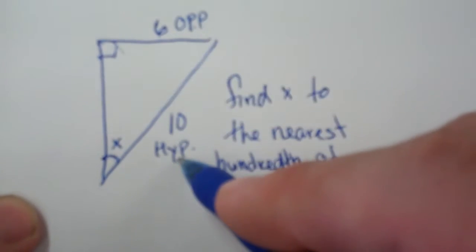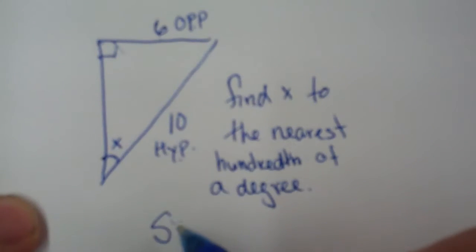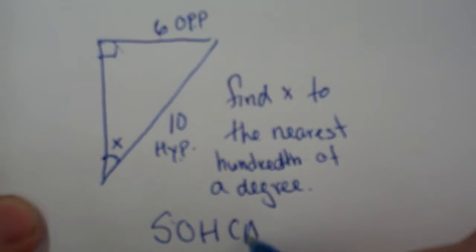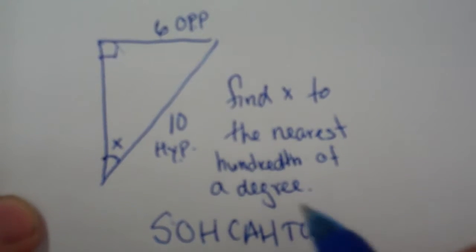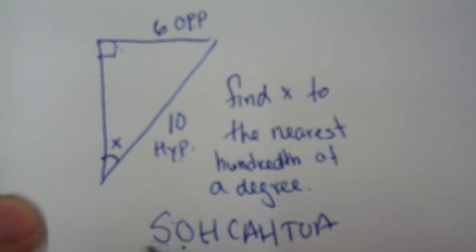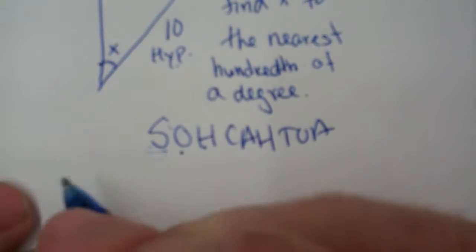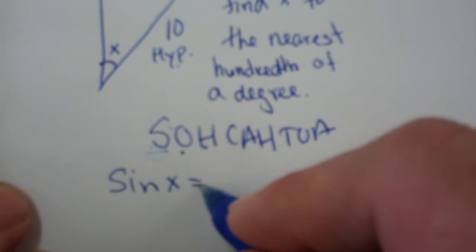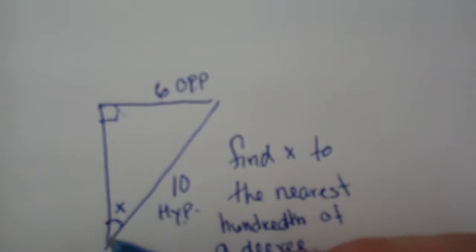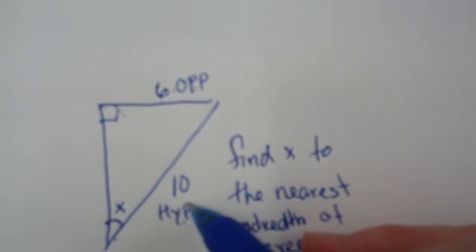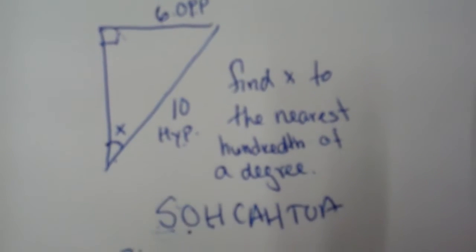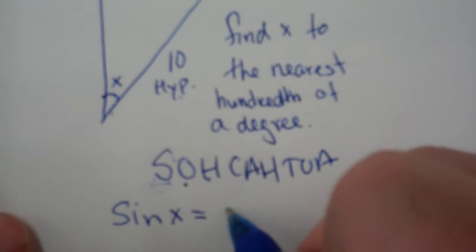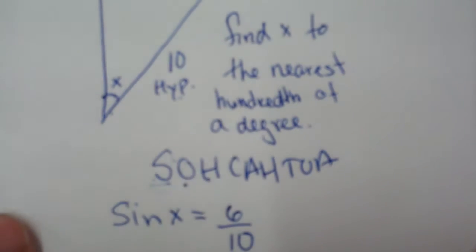Which one uses an opposite and a hypotenuse? Let's remember SOHCAHTOA. It looks like the opposite and the hypotenuse goes with the sine. That's what the S stands for. So let's write that out. I have the sine of angle x is equal to the opposite over the hypotenuse, which in this case is 6 over 10. So the sine of x is equal to 6 over 10.